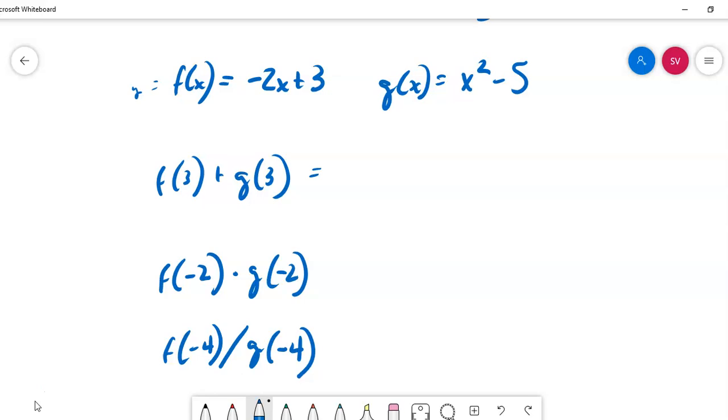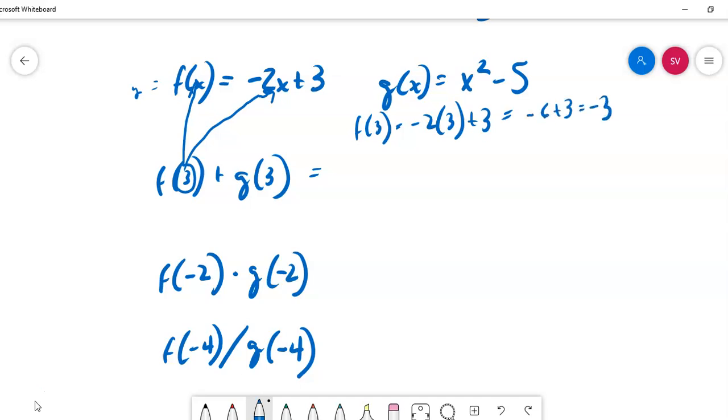What does that mean? That means that I want to take the value 3 and substitute it in wherever I see x in my function. So f of 3 is equal to minus 2 times 3 plus 3. All I did was just replace x with 3. Minus 2 times 3 is minus 6. Minus 6 plus 3 is minus 3. So f of 3 is equal to minus 3.